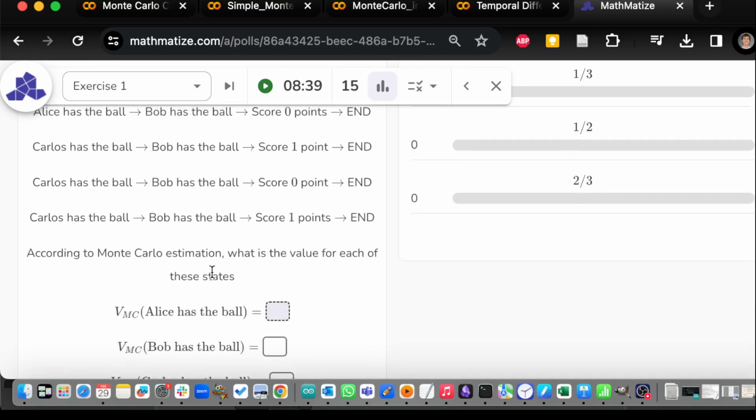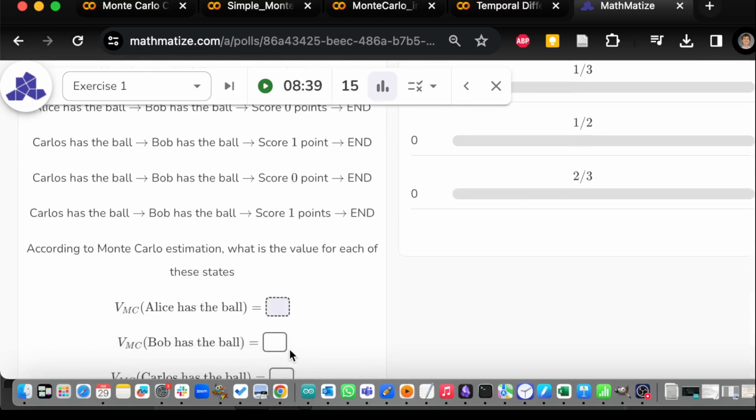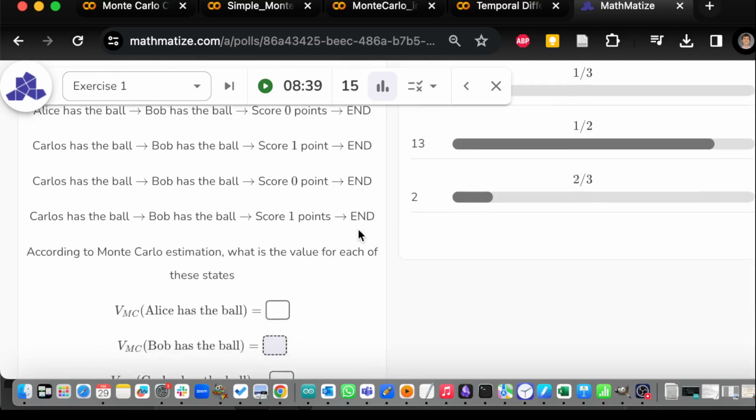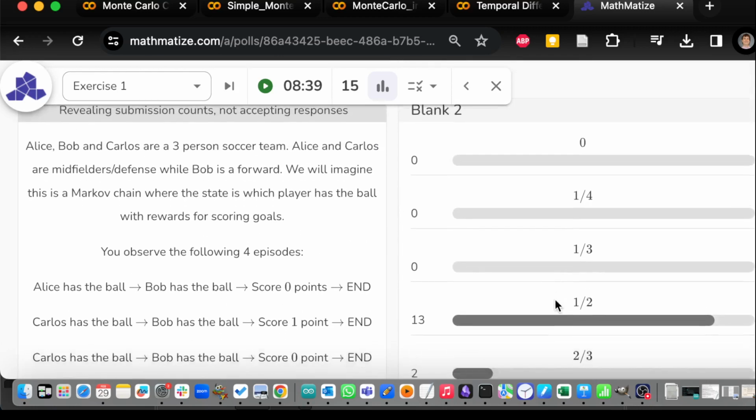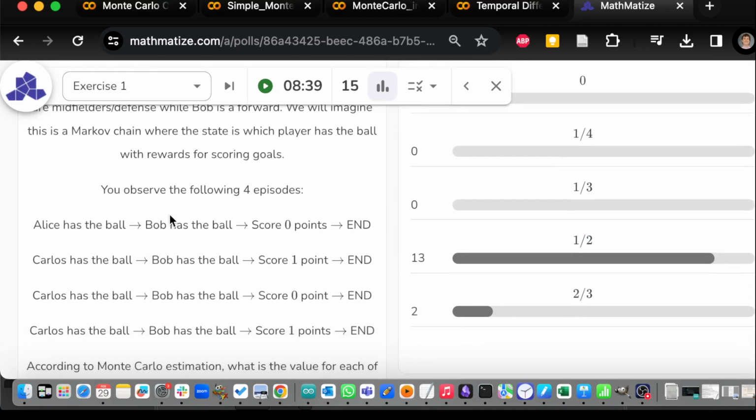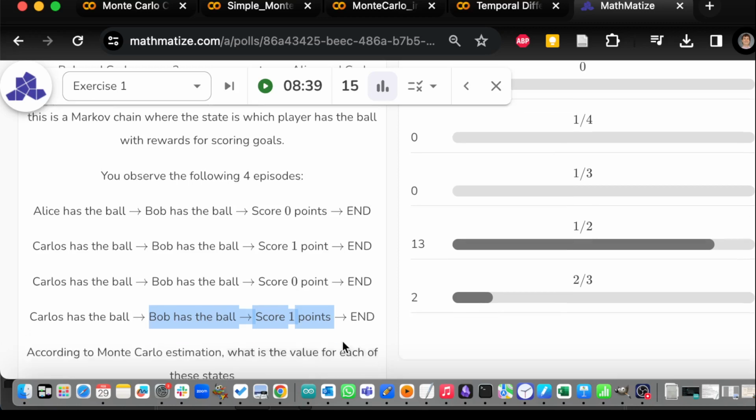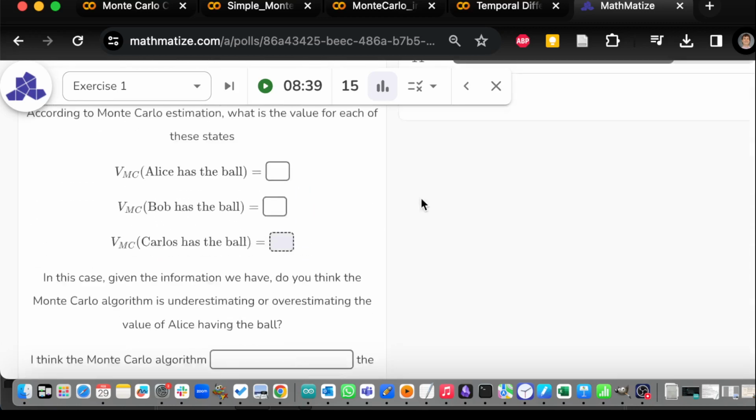Very good. What about the other 2? Maybe you did the other 2 also correctly if you got Alice right. So Bob, people put in a half for Bob, which is exactly right. There were 4 episodes with Bob. Bob got the ball every single time, and half the time he scored, half the time he didn't score. So technically it's 2 out of 4, which is the same as a half. So also very good.